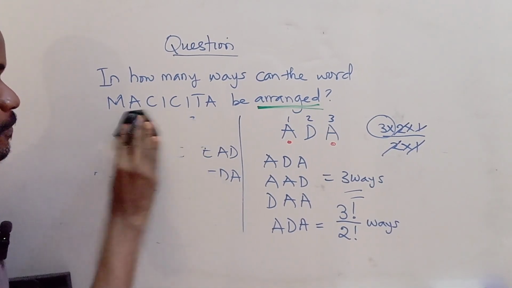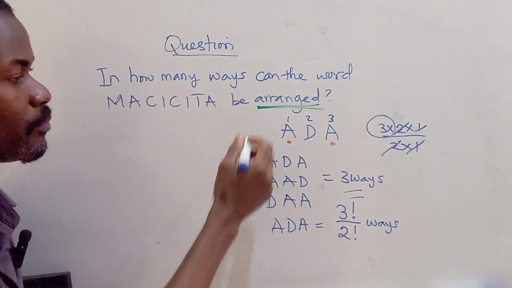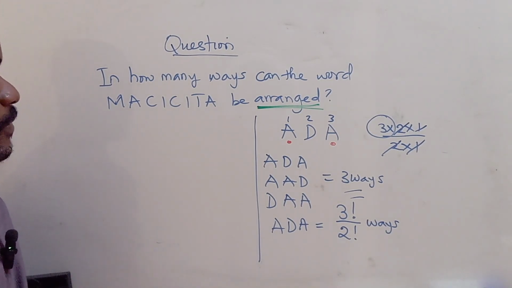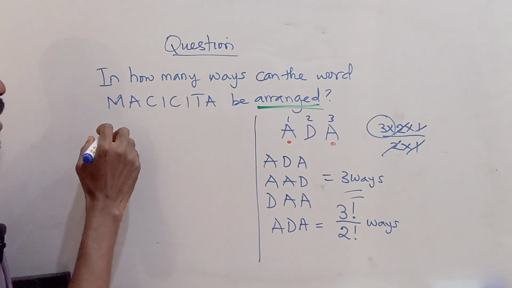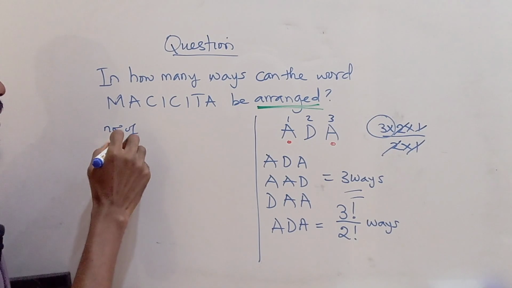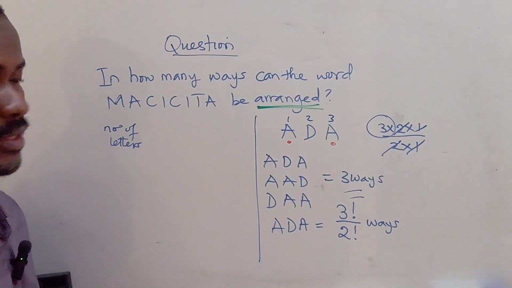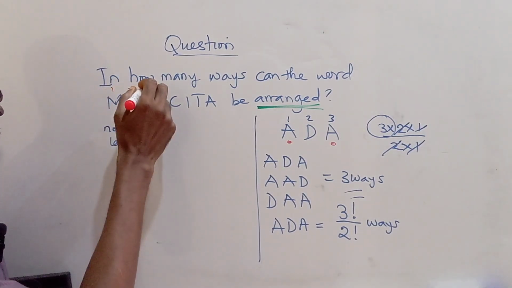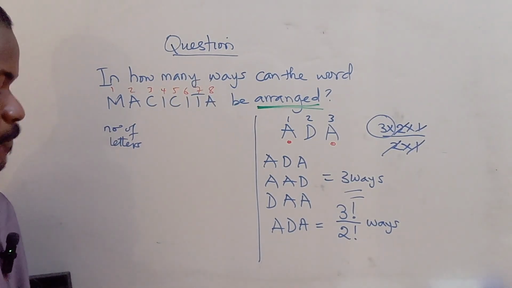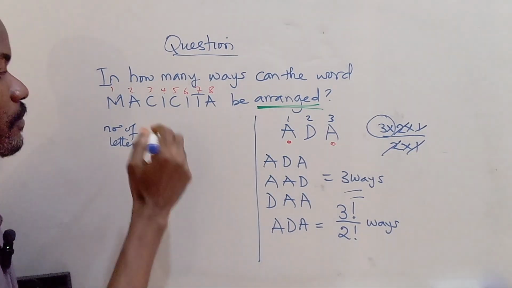So let's do that. Now for the problem we have, let's see the number of letters we have. Let me quickly count them. We have 1, 2, 3, 4, 5, 6, 7, 8. So what it means is that is going to give us 8 factorial.